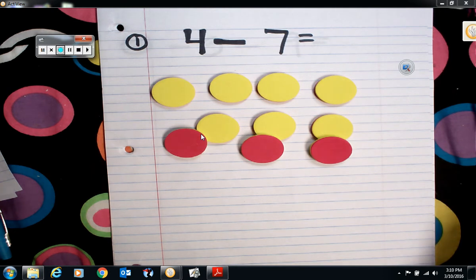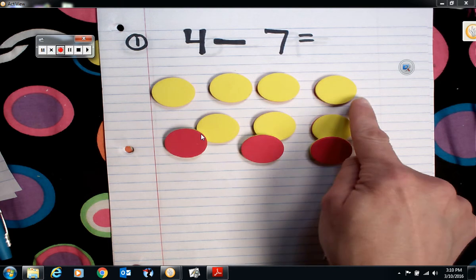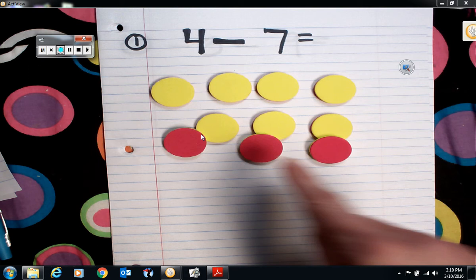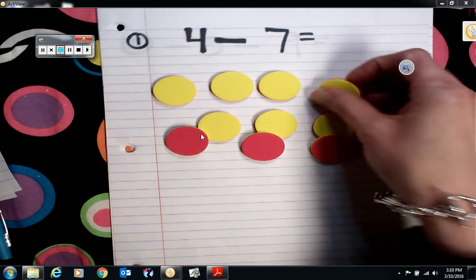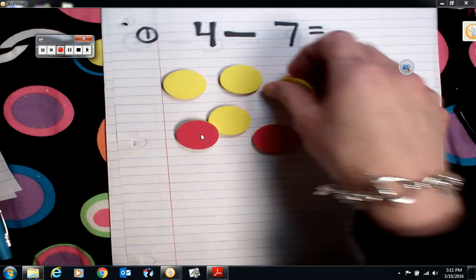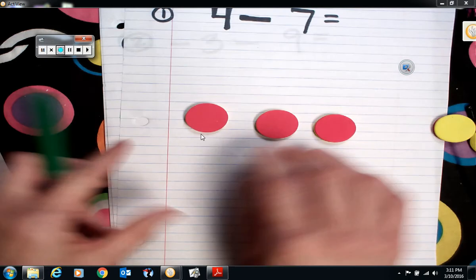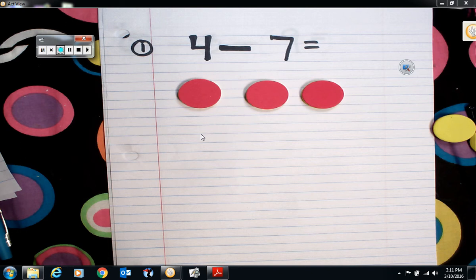take away. So now I still have a positive 4 represented because these are each zero pairs and don't change the value of what's on my board. But now I do have 7 yellows to take away. So I take away 1, 2, 3, 4, 5, 6, 7. And what's left is negative 3. And so my answer to 4 minus 7 is negative 3.